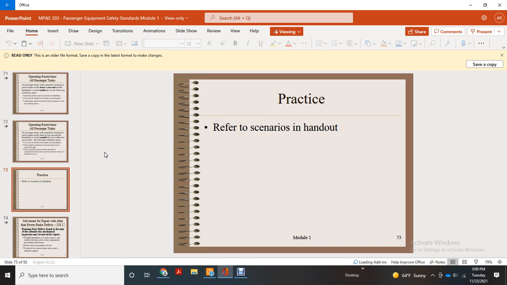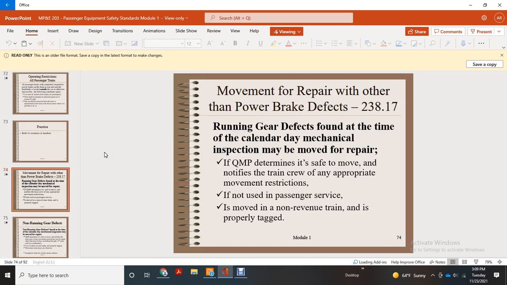Practice. Refer to these scenarios in the handouts. Movement for repair of power brake defects, 238.17. Running gear defects found at the time of the calendar day mechanical inspection may be moved for repair if the qualified maintenance person determines it is safe to move and notifies the train crew of an appropriate movement restriction. If not, give the passenger service, if moved in a non-revenue train and properly tagged.